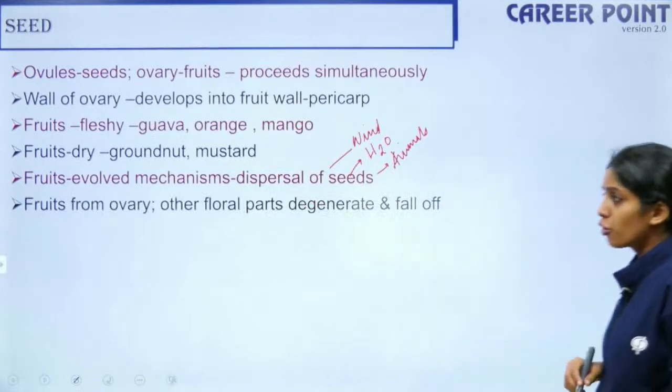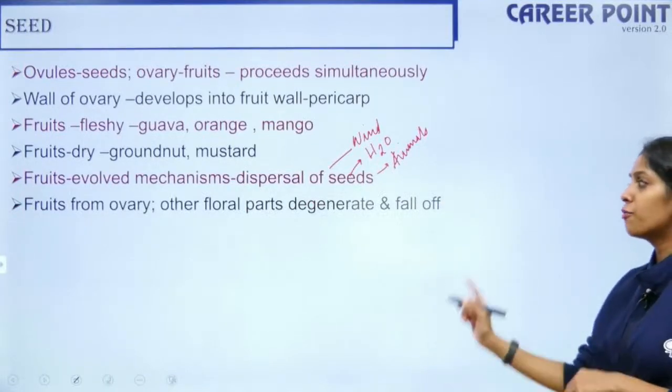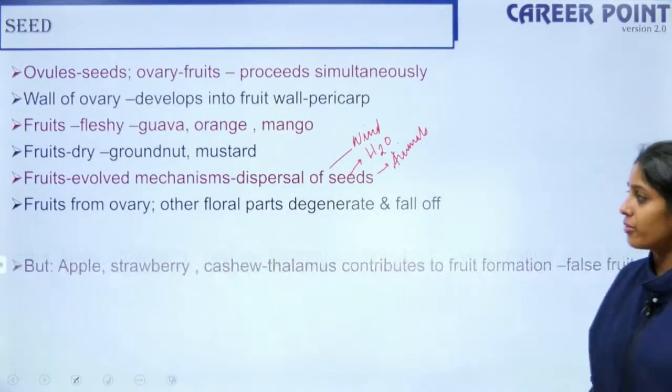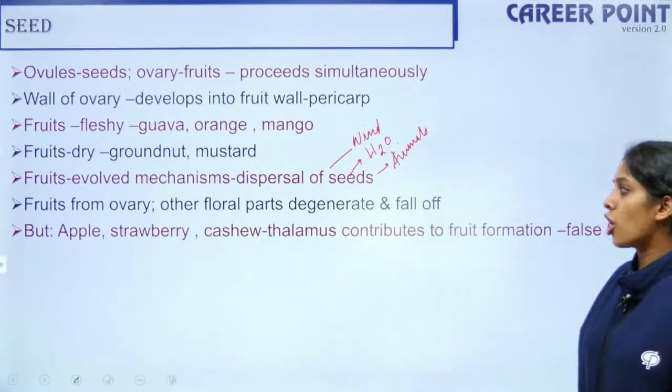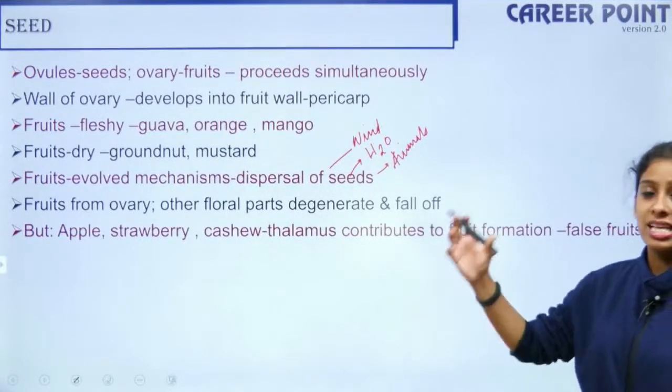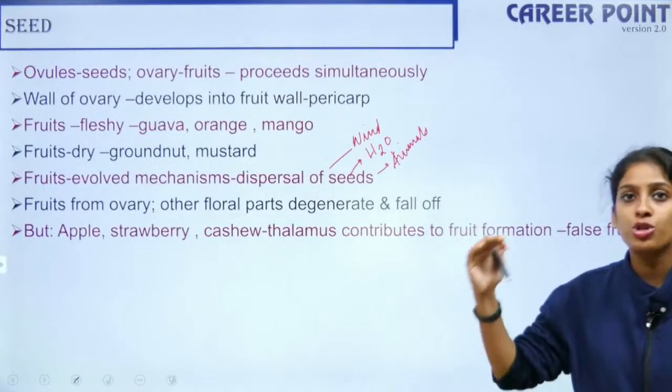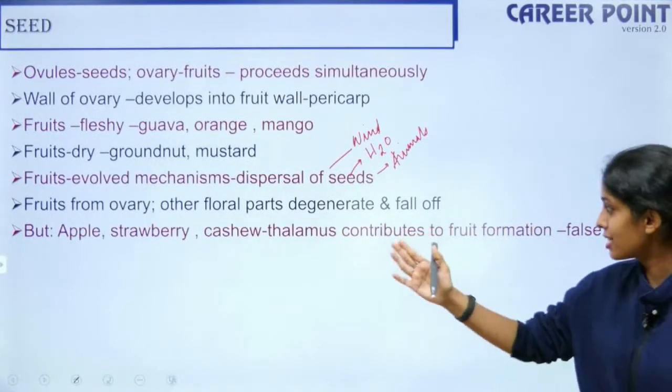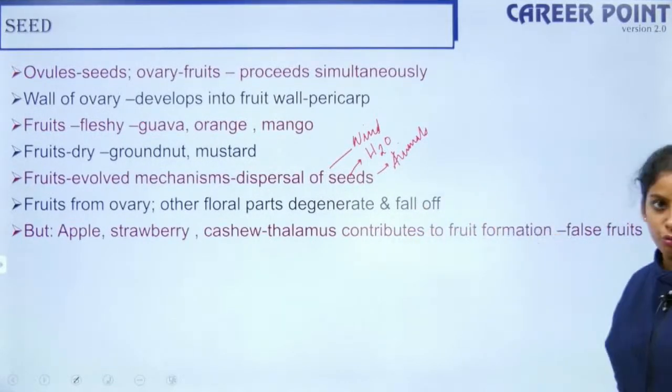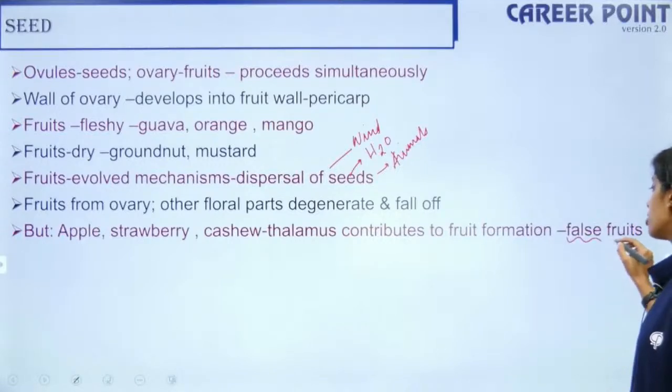Right? So fruits develop from the ovary, while the other floral parts degenerate and fall off. In apple, strawberry, and cashew, the thalamus, the receptacle on which the four whorls of a flower arise, contributes to the fruit formation. So this is false fruit.